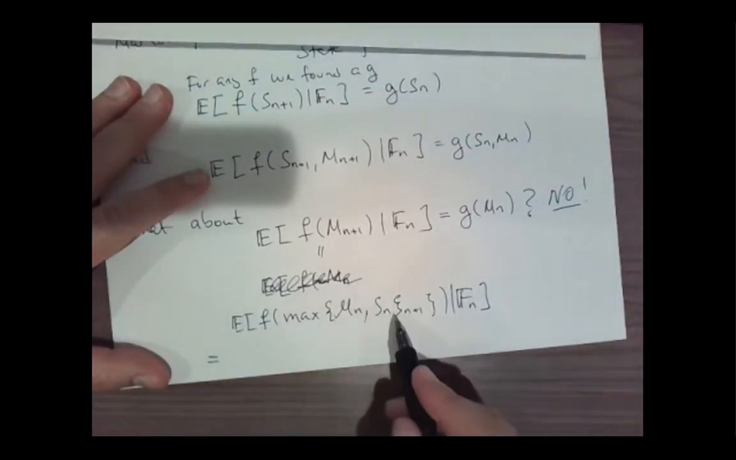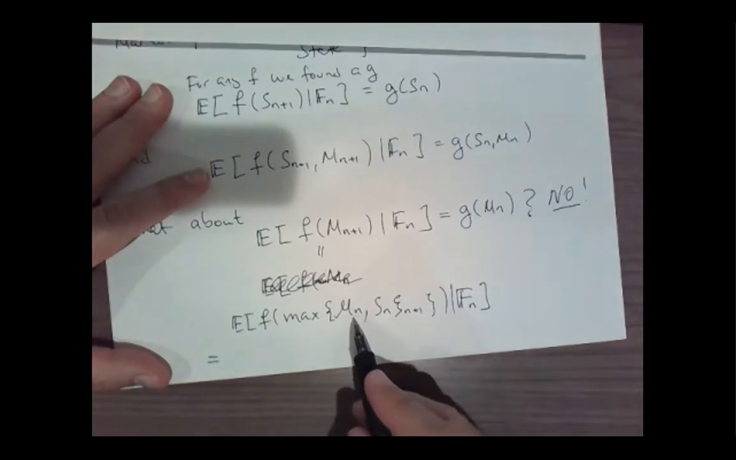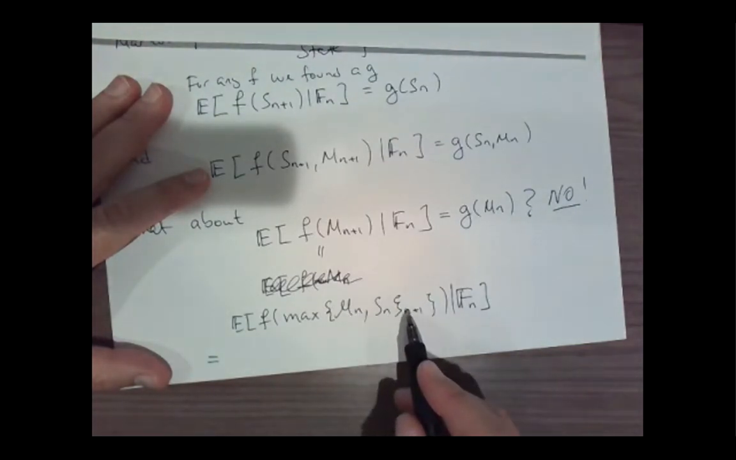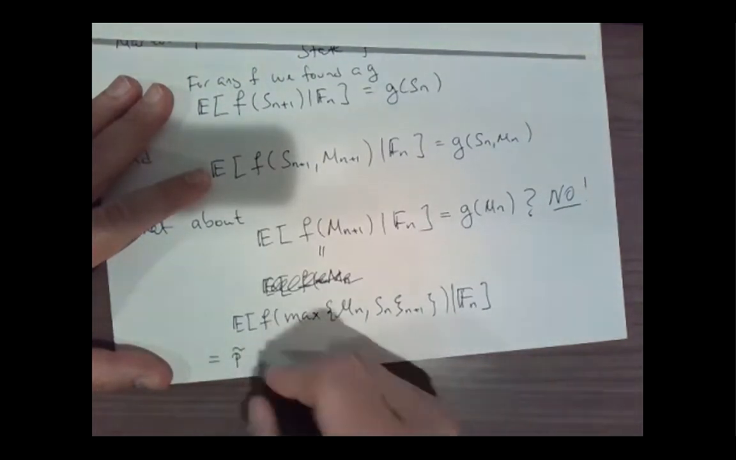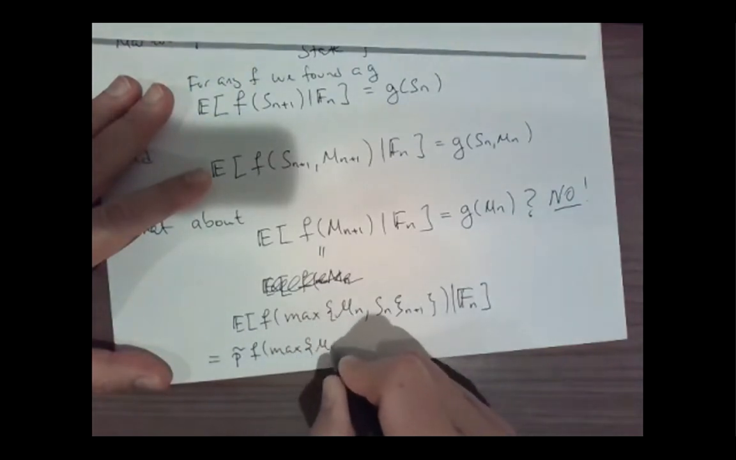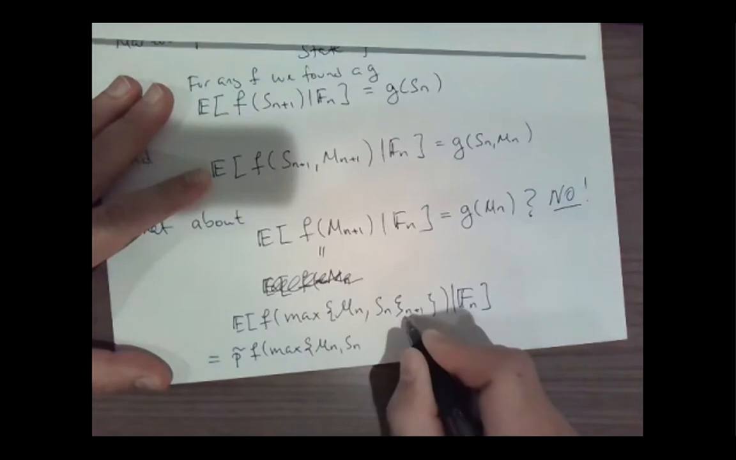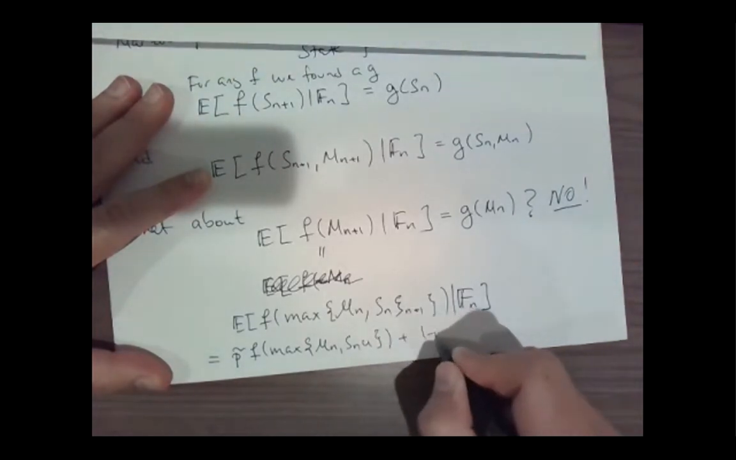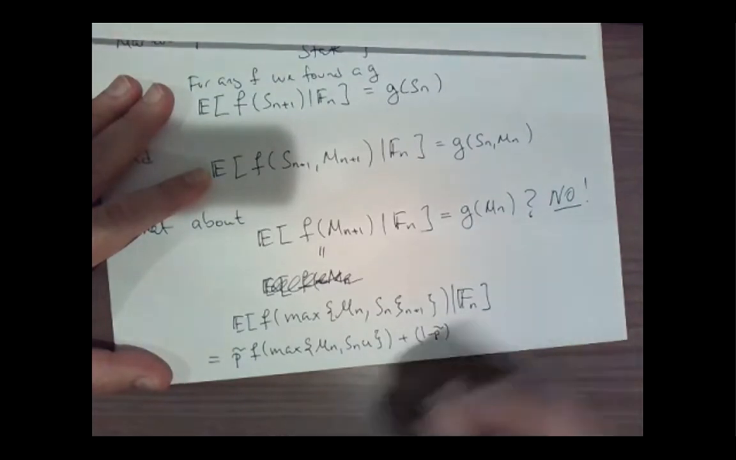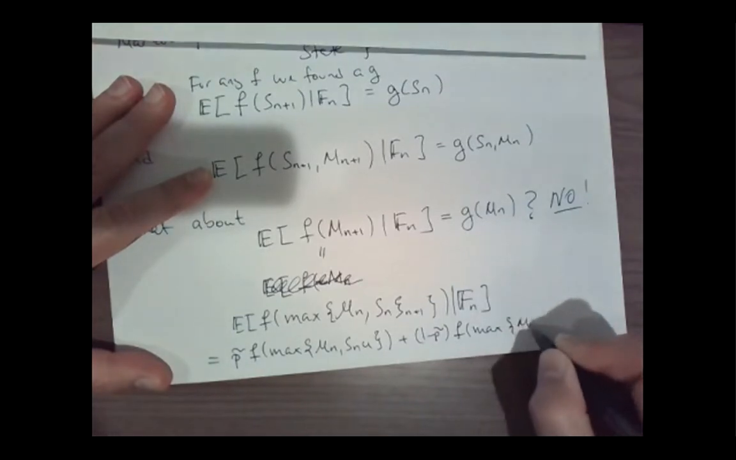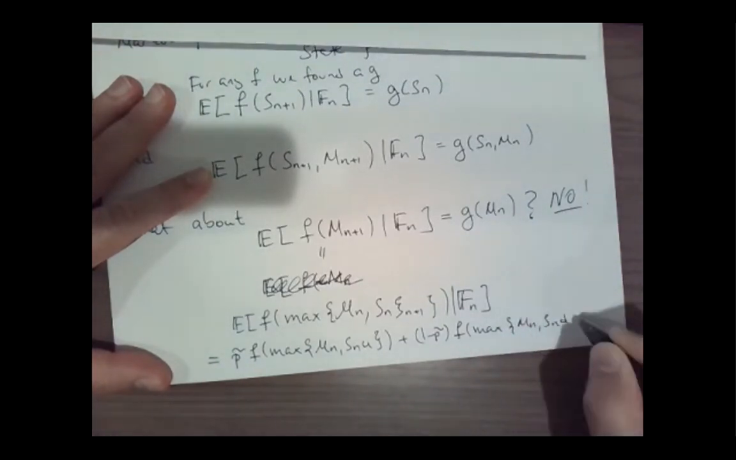I'll use the independence lemma as before. Take out what's known. What's known is Mn and Sn. And then I'll take the average over what's independent. So this will be P tilde f max Mn Sn, and then this here is now a U plus 1 minus P tilde, and now f max Mn Sn. And now this is a D.